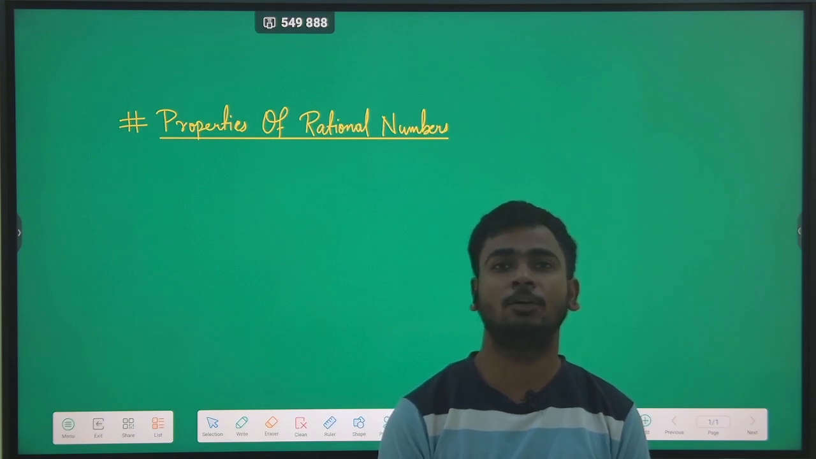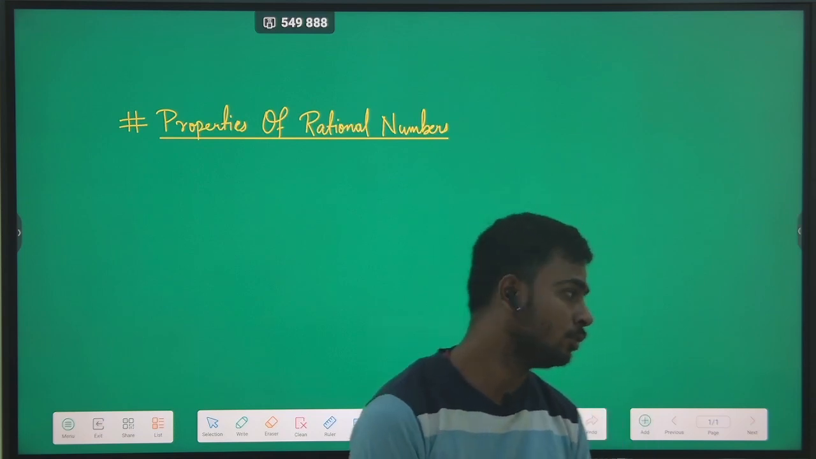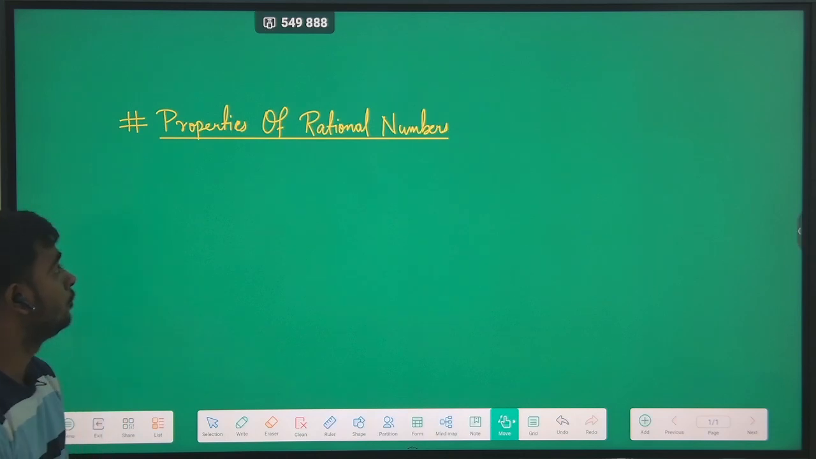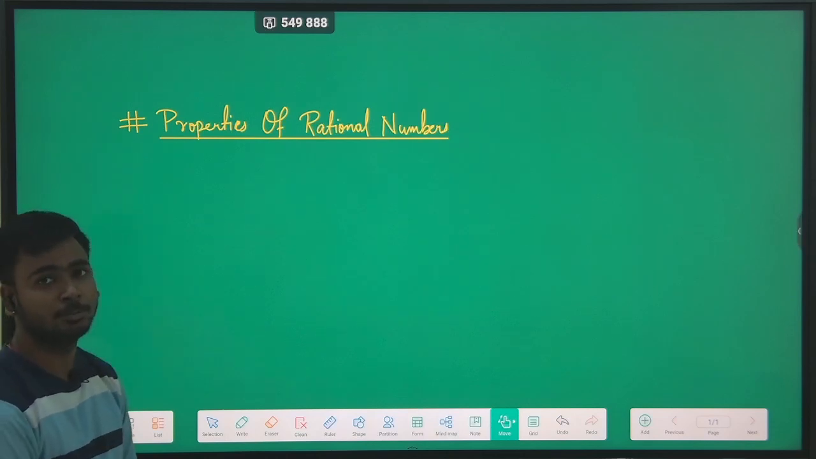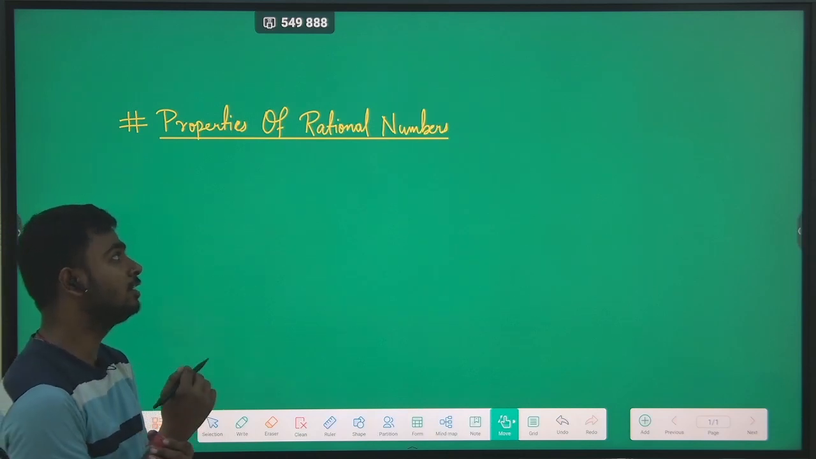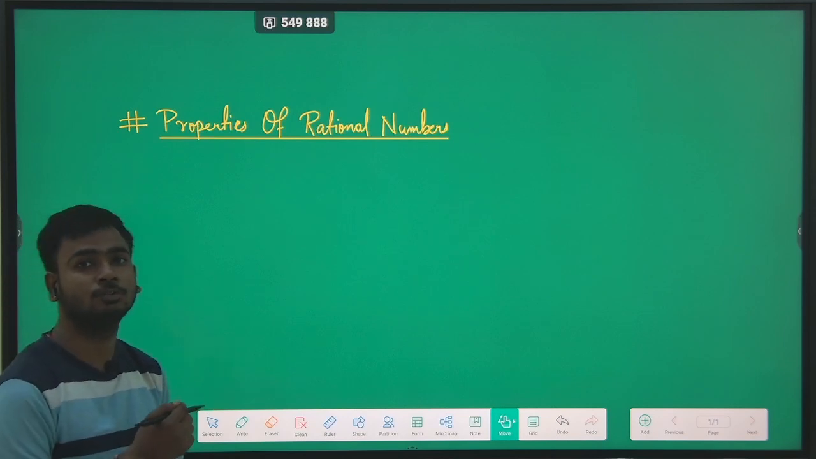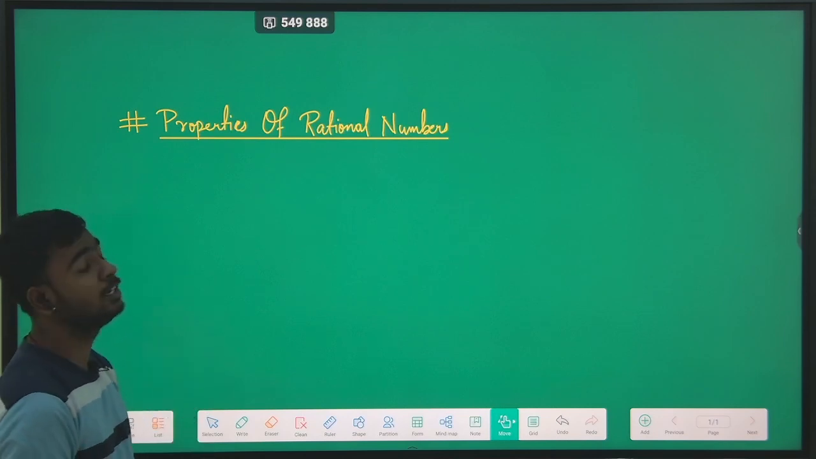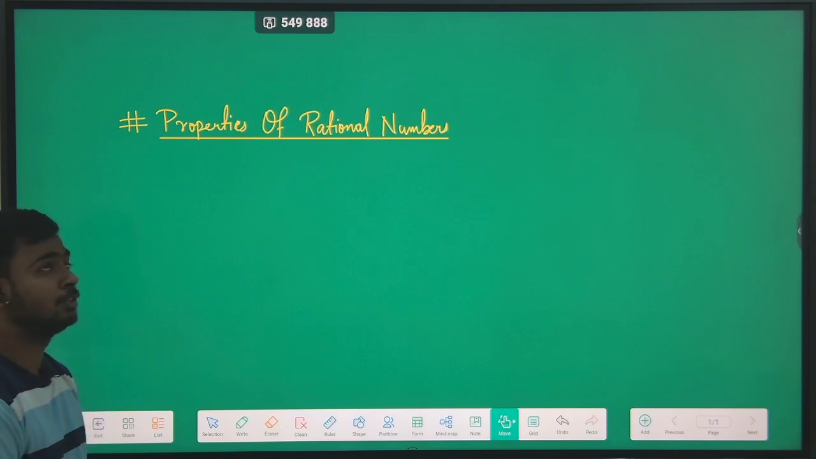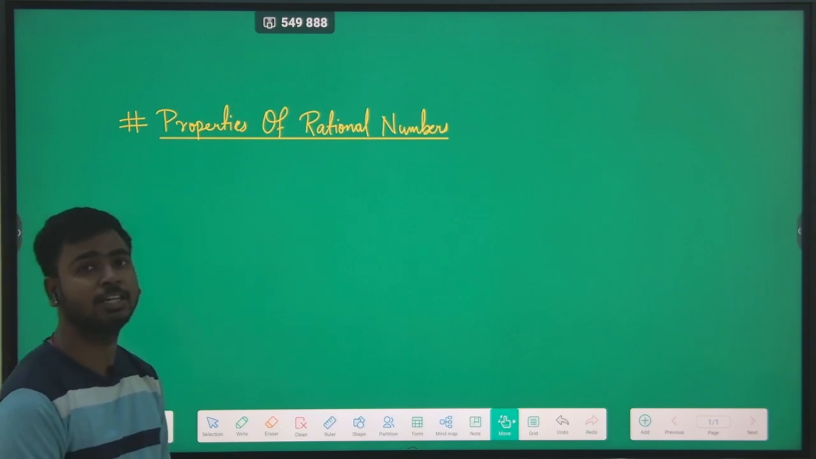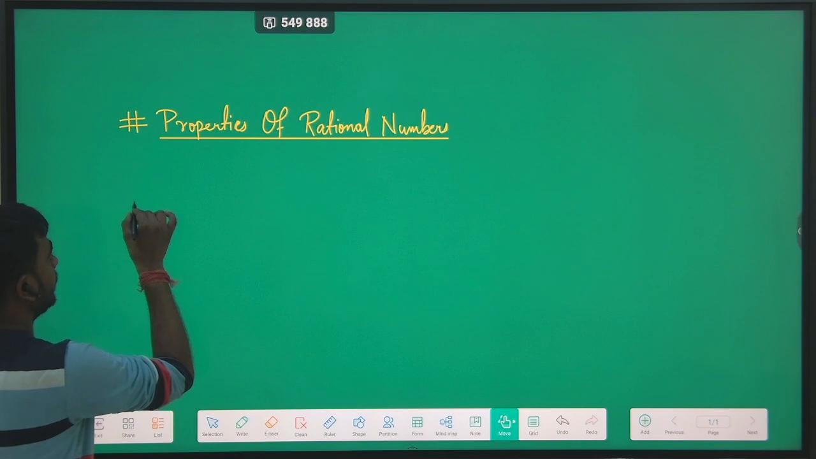Today we will study about properties of rational numbers. So, what do we mean by properties of rational numbers? What are the things which rational numbers follow that are included under properties of rational numbers? The first property which we are going to study is the closure property.